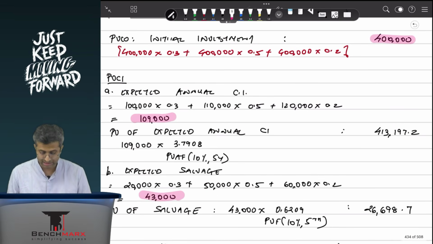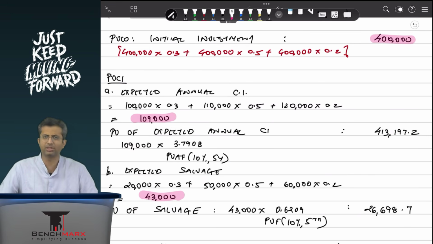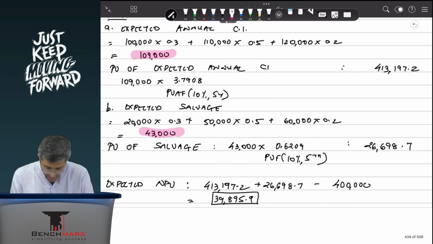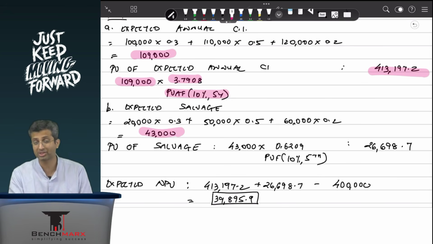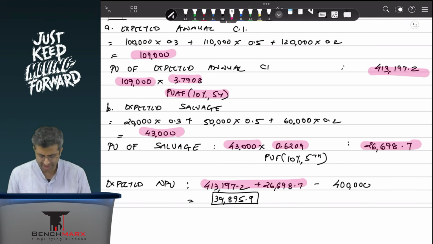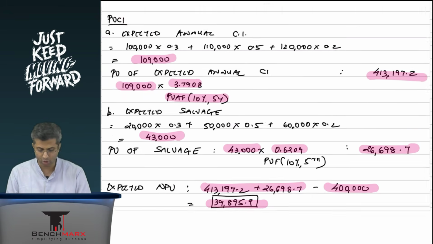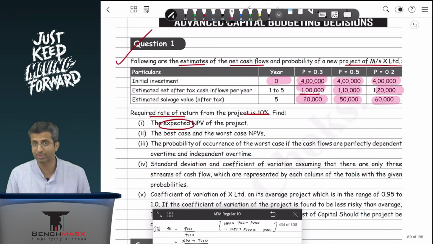Now once this is done, we will try to find NPV in the usual manner, that is PVCI, that is 1,09,000 into the present value annuity factor at the rate of 10%, let's say that is a discount rate for 5 years, which is 4,13,000. Plus salvage is in the 5th year, so 43,000 into the salvage value factor, that is around 26,000. So if you want to find the expected NPV, this is your present value of cash inflow, 4,13,000 plus 26,000 minus the cash outflow, 4 lakhs, and hence 39,895 will be your expected NPV. So over here you have taken the expected cash flows.